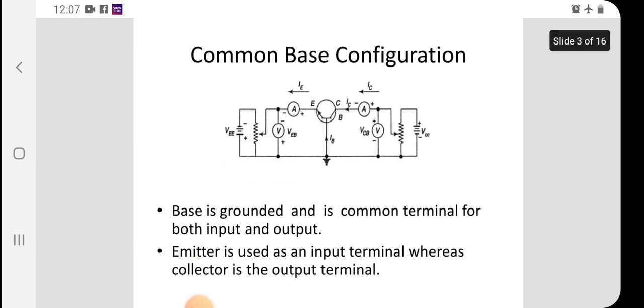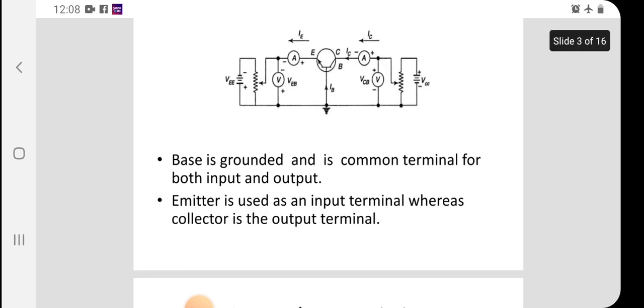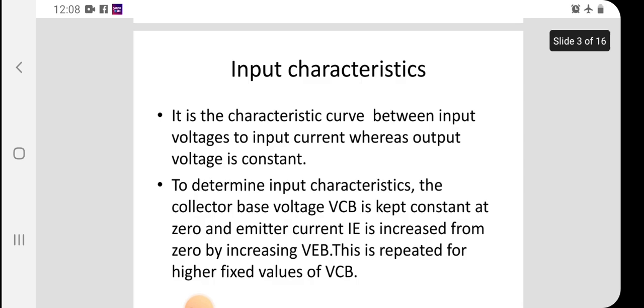As the name suggests, the base is common to both your input and output terminals. The emitter is used as an input terminal, whereas the collector is used as an output terminal. Is it fine? Now we shall see the input characteristics. It is the characteristic curve between input voltage and input current, whereas the output voltage is kept constant.